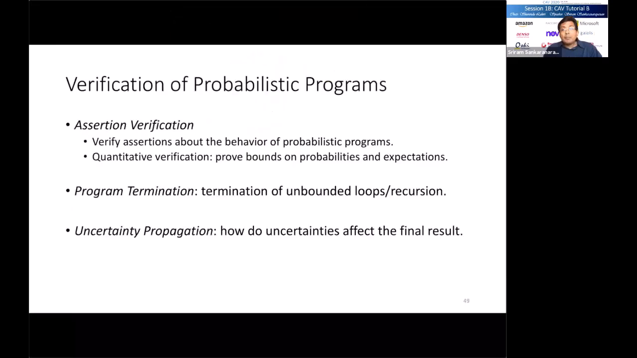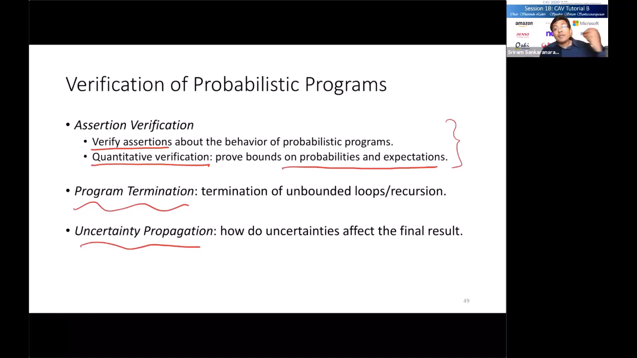All right, let me move on to verification, which is a very, very important topic for probabilistic programs. I will motivate some major approaches to verification quickly. So what kind of verification do you want to do? Well, you want to do the standard assertion verification. You want to verify assertions about probabilistic programs. You want to do quantitative verification, prove bounds on probabilities and expectations of programs. You want to think about termination of probabilistic programs, especially when you have unbounded loops and recursion. You want to think about uncertainty propagation. How do uncertainties in the program affect the final result?